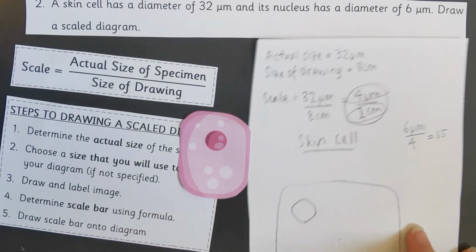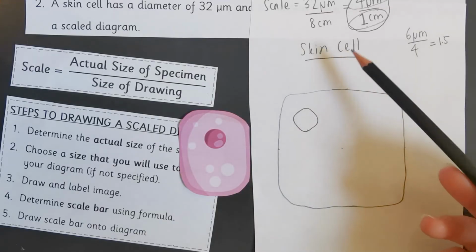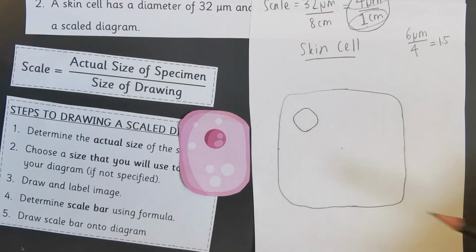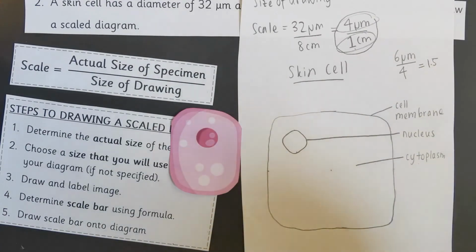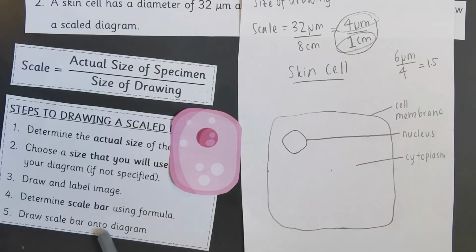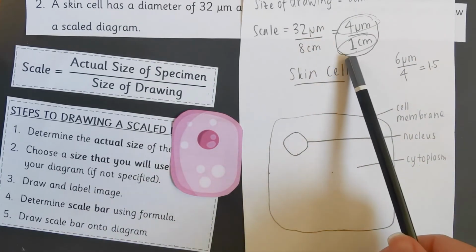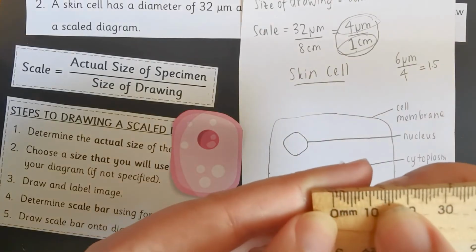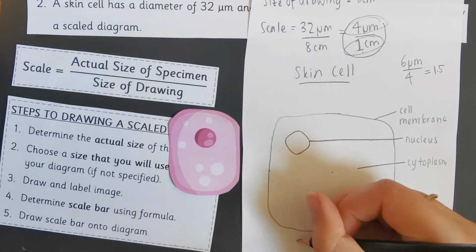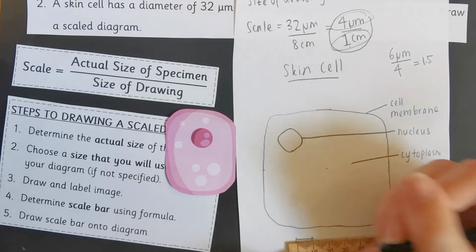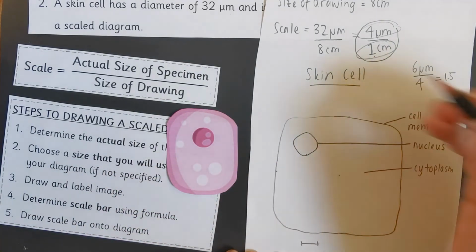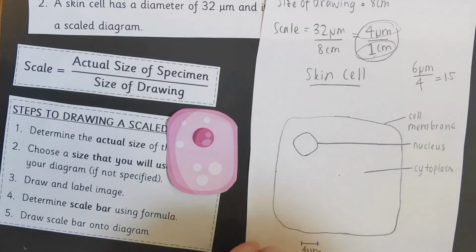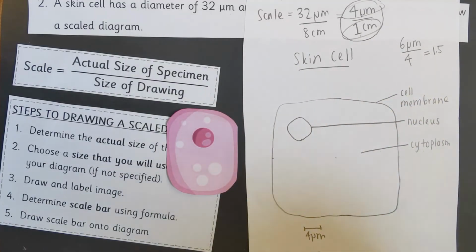We need to make sure that we also label any important features. So we know in the outside cell membrane, we've got the cytoplasm, and we've got the nucleus. All right, now lastly, we need to draw a scale bar onto our diagram. So remember, we know it's 1 centimeter long because that's our number at the bottom. So we draw 1 centimeter, and that 1 centimeter is going to represent 4 micrometers. So we write that underneath. And that's our second scale diagram done.